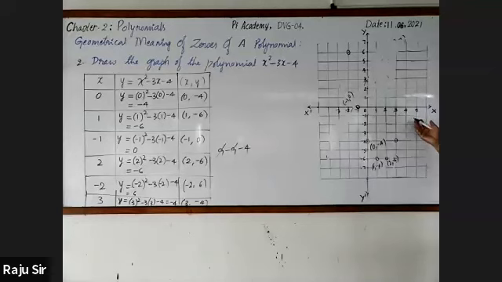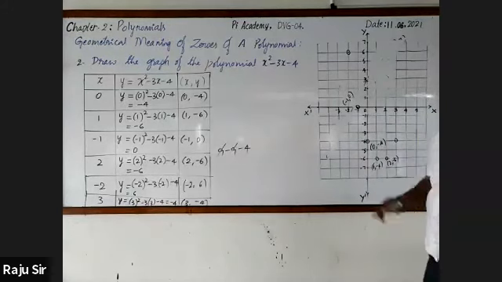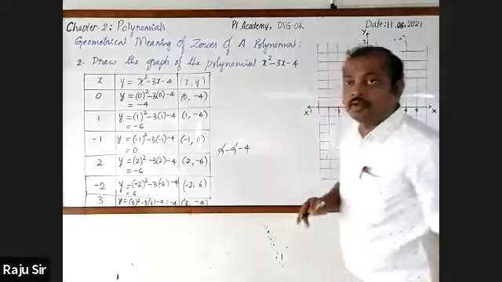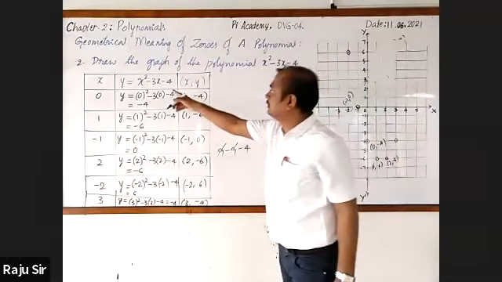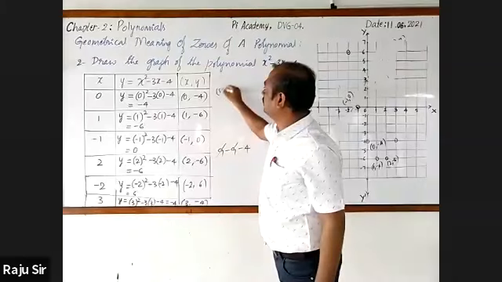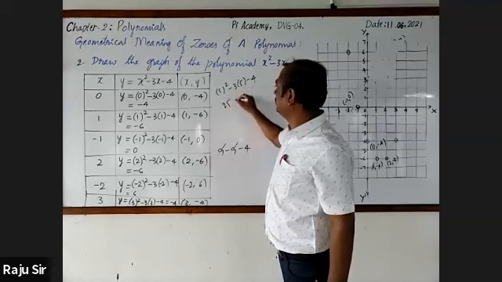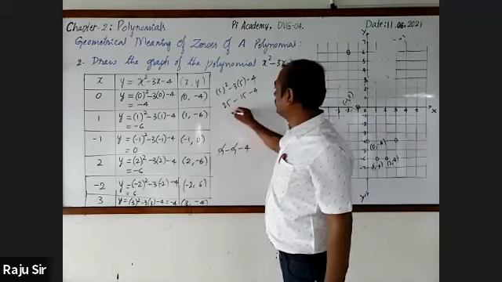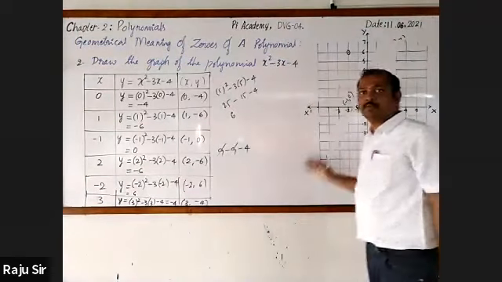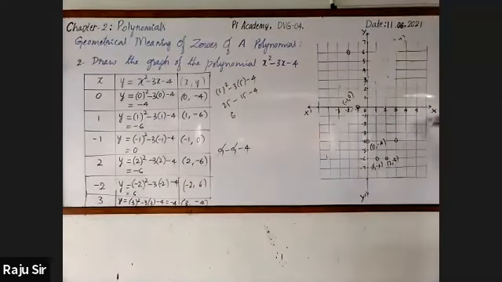You may also go for taking any number of points. If you take x is 5, 5 whole square minus 3 into 5 minus 4. It is 25 minus 15 minus 4. It will be 6. When x is 5, y will be 6. That comes here. 5 comma 6.